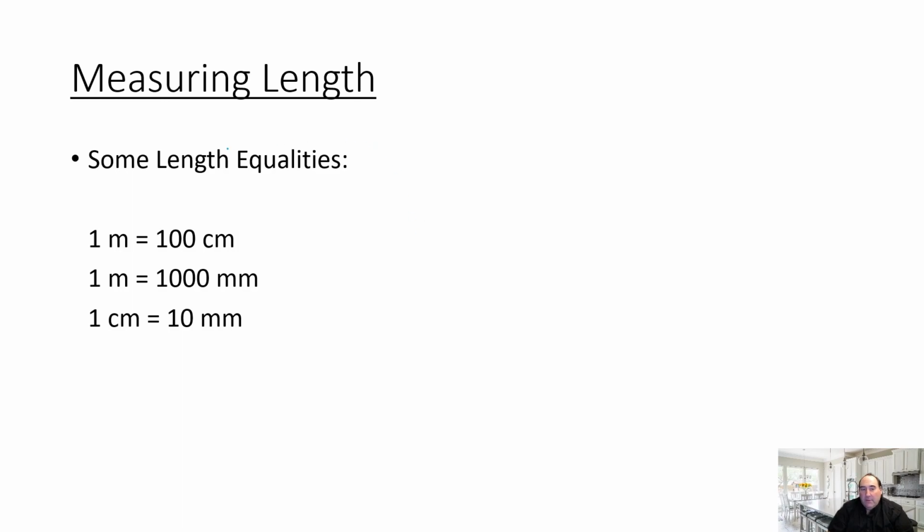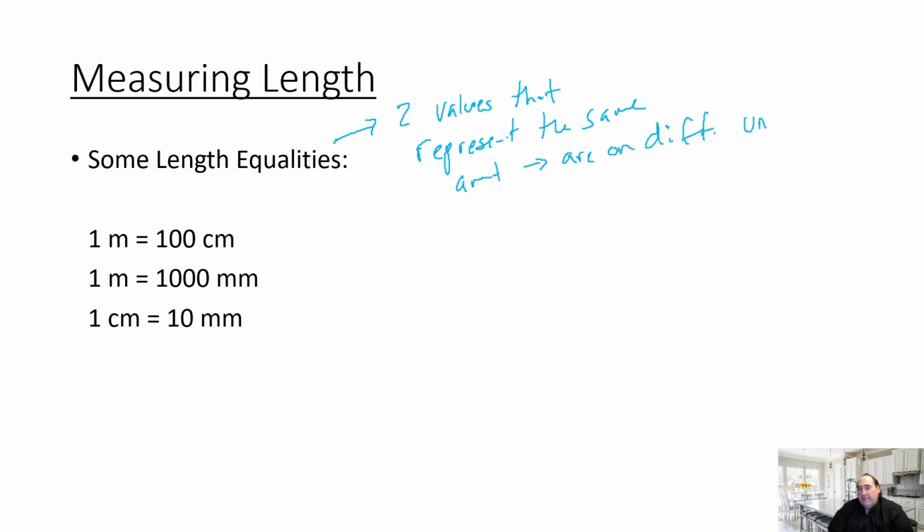A reminder that an equality is two values that represent the same amount of a substance, but are in different units. So, as we'll talk about in just a second, something like there are 100 pennies in $1. They both represent the same amount of money, but they are in different units. And that's what an equality basically is.